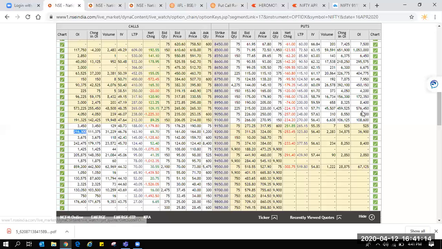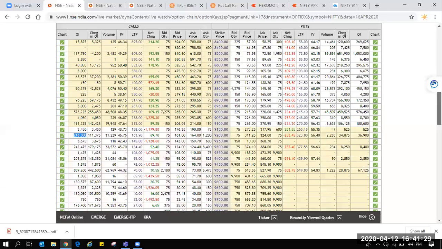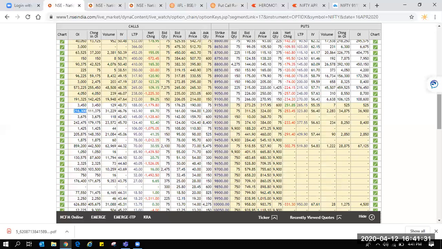Same way for the put. This is applicable for all the stocks, all the futures, all the option chains, irrespective of stocks or indexes. And the values, the positions, will change once the day has started.